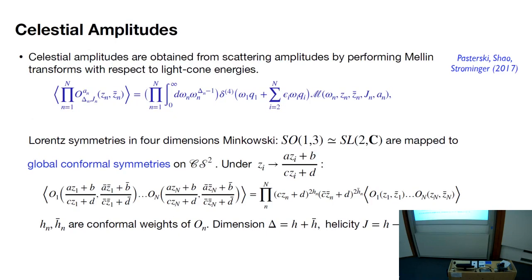So the prescription is that we start from the scattering amplitudes written in these variables, and we do a Mellin transform with respect to all the light cone energies. And the result we get is the so-called celestial amplitudes. And you can check that this celestial amplitude does behave like correlators on the celestial sphere with conformal dimensions associated with each particle.